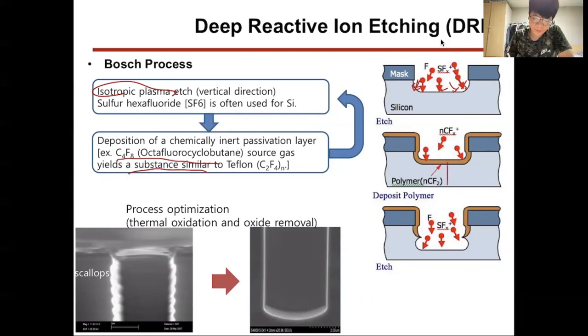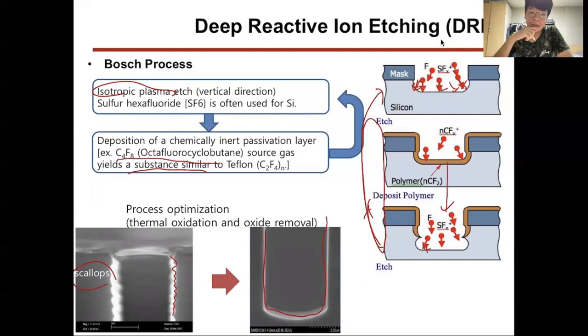After that, we again etch, which is RIE. After that, we do it over and over again until we etch steeply through the surface. Using this Bosch process makes scallops like here. So we have to remove these scallops using thermal oxidation.